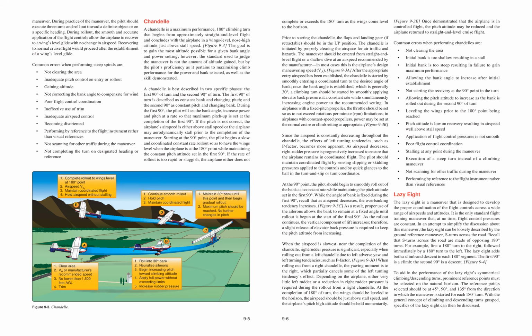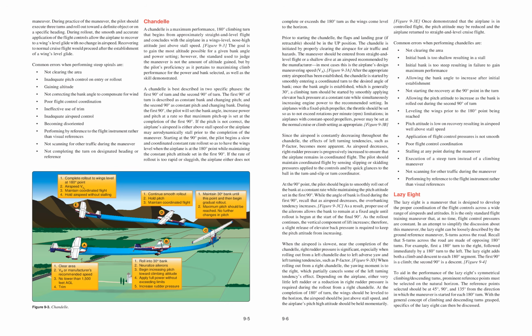At the 90 degrees point, the pilot should begin to smoothly roll out of the bank at a constant rate while maintaining the pitch attitude set in the first 90 degrees. While the angle of bank is fixed during the first 90 degrees, recall that as airspeed decreases, the overbanking tendency increases. Figure 9-3C. As a result, proper use of the ailerons allows the bank to remain at a fixed angle until rollout is begun at the start of the final 90 degrees. As the rollout continues, the vertical component of lift increases, therefore, a slight release of elevator back pressure is required to keep the pitch attitude from increasing.